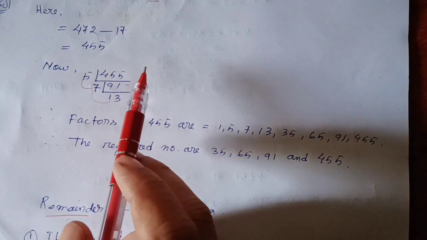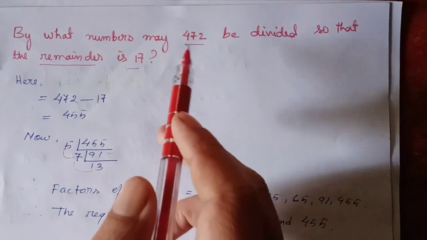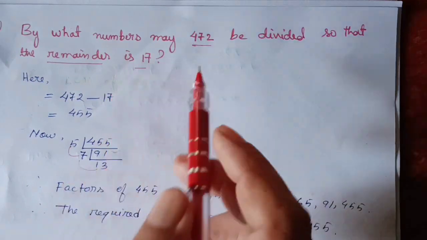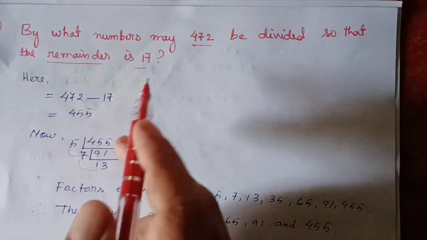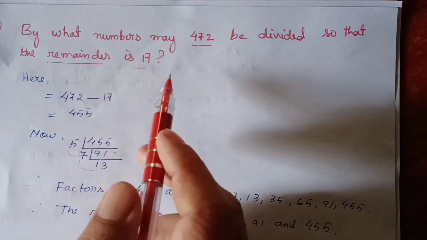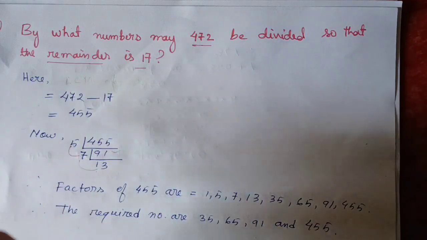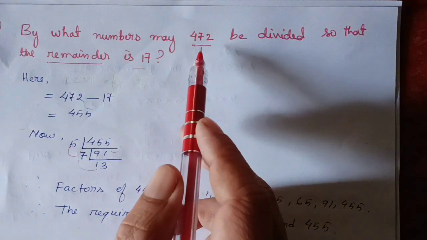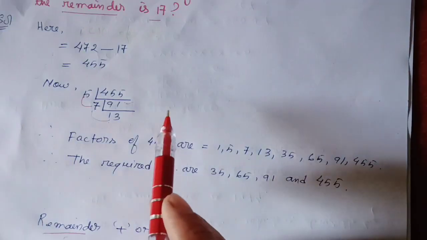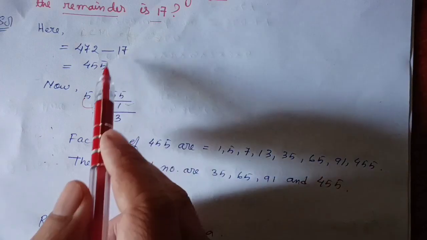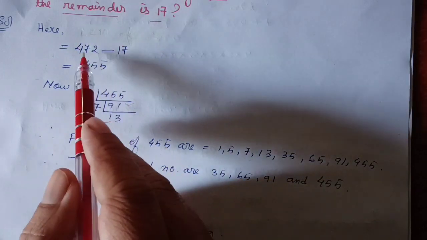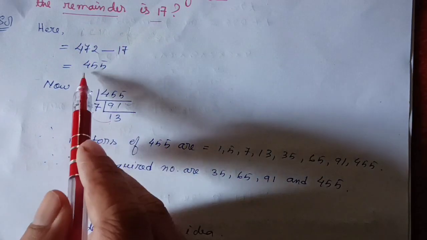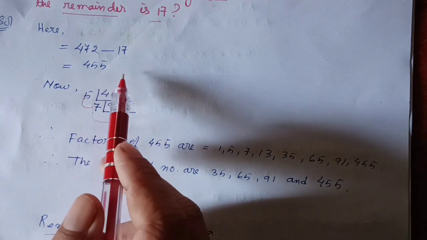So let me repeat. First, when we read the question, we need to classify which one is the divisor, which one is the remainder, and which one is the dividend, and we should check whether the dividend or divisor is given. So here the dividend is given. According to the rules which we have learned, if the dividend is given, we should do the remainder minus. So 472 minus 17, we get 455.